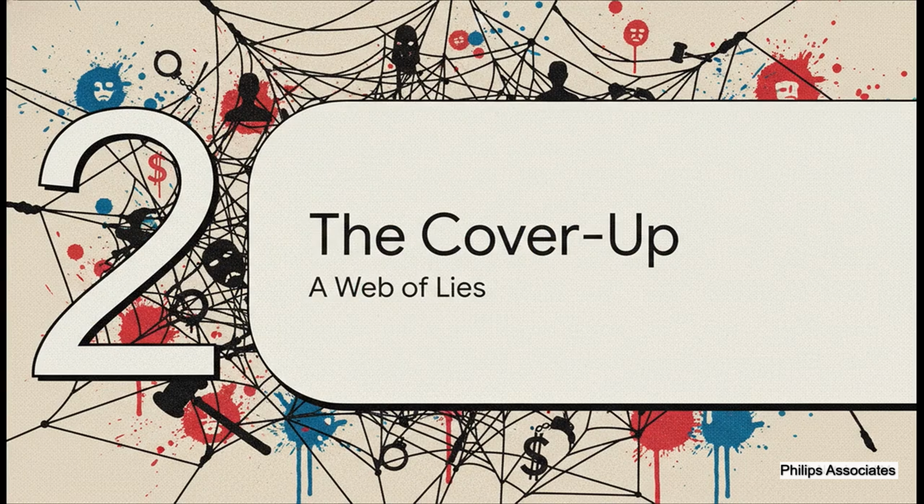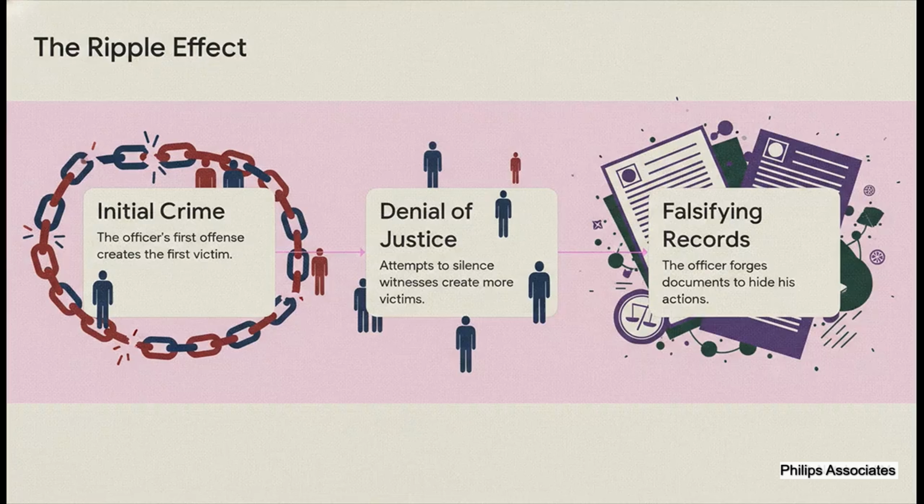All right, on to the next chapter of our little drama. Let's see how the consequences just spiral outwards. A cover-up is never a clean thing. It just creates more victims in this tangled, sticky web of lies. You can almost see it happening in slow motion, can't you? His initial crime back in Section 198 created the first victim. Now, trying to silence people creates even more victims. And to hide all of this, he has to take the biggest step yet. He's got to start faking official records.